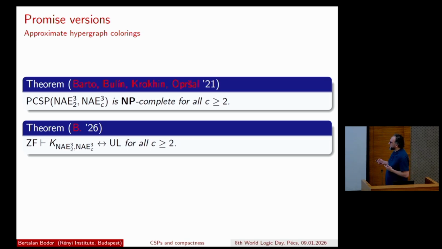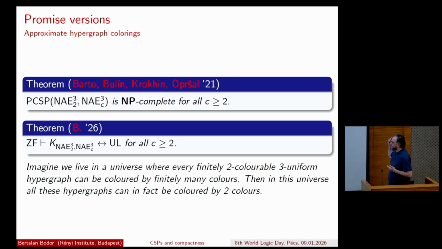And I also spell this out. This is a slightly stronger version. I think it's quite nice. It says that imagine that we live in a universe where every finitely 2 colorable 3 uniform hypergraph can be colored by finitely many colors. Then it turns out that in all these universes, all these hypergraphs can be colored by 2 colors. So I can remove infinitely many colors. Well, it's always finitely many, but any number.